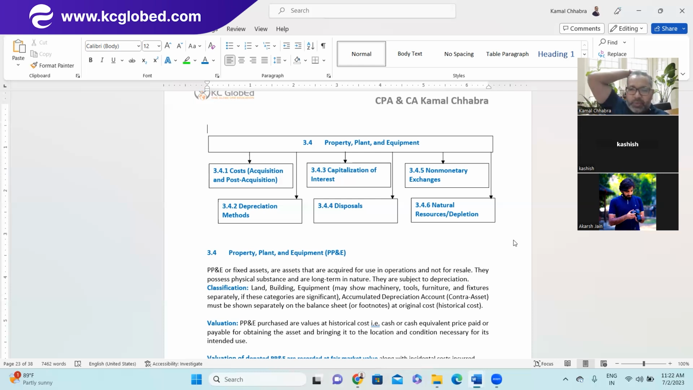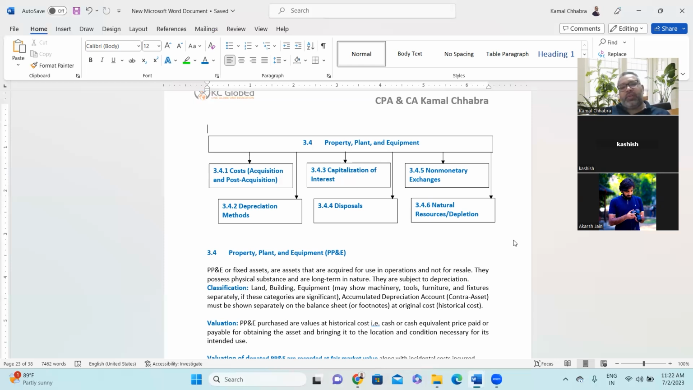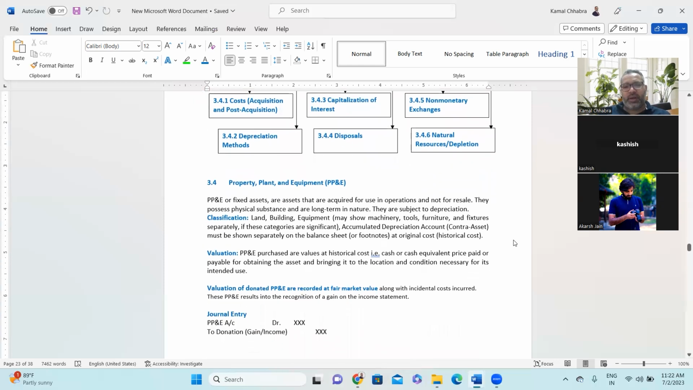So depletion is basically the reduction in the value of that respective mine or oil well because of the continuous extraction which the company is making. So we'll be understanding that also in detail, what is natural resources, what is depletion, how to calculate depletion. Right? So now let's start with property, plant and equipment.